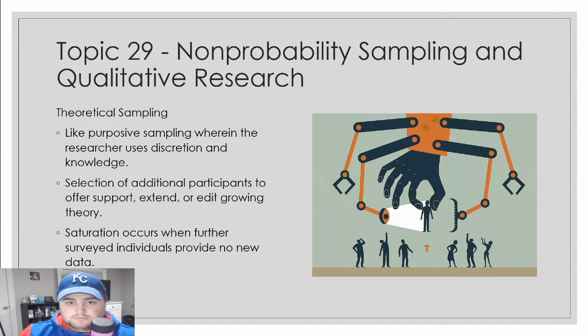And once they reach this point, they're said to have met saturation, which is basically when you keep sampling people, but you just don't have a change in data or anything really substantial compared to what you've already gained. So at that point you've got to assess: do we stop the sampling here? Is our sample size good enough? Is our sample representative of what we were looking for, and characteristics like that?